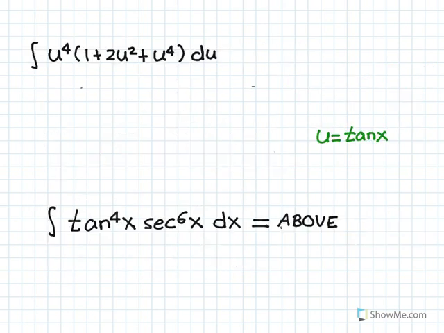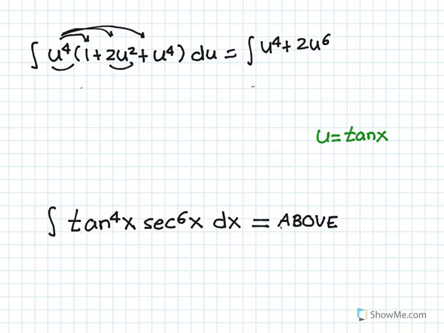All right, so now we're going to multiply out u to the 4. Let's distribute it and simplify this integrand. So we have the integral of u to the 4 plus 2u to the 6, because u to the 4 times 2u squared, the bases are the same, we add up the exponents, plus u to the 4 times u to the 4, add up the exponents, and we get u to the 8 du.